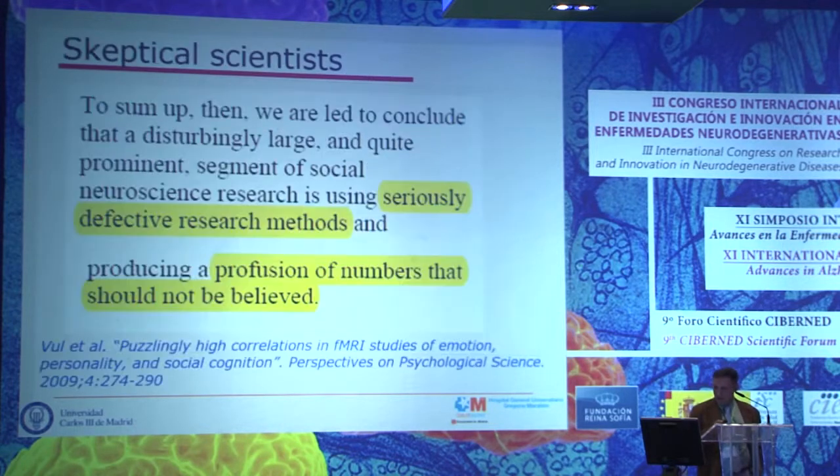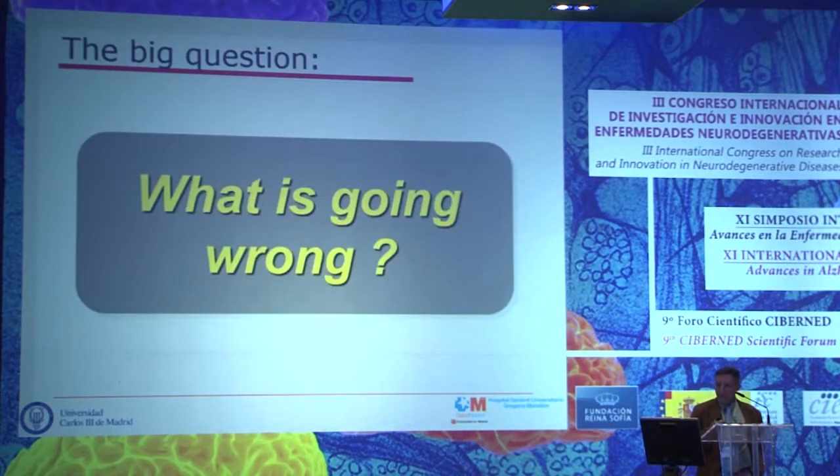So in the limit, or at the end of the day, there are some neuroscientists that become really skeptical about this kind of data. And this one, for instance, says that neuroscience is, in this respect, using seriously defective methods, and it's producing a profusion of numbers that should not be believed. So this is probably too much, but it's where we are. So definitely something is going wrong here.